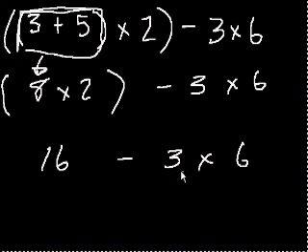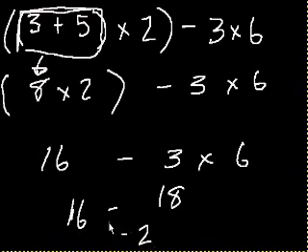So let's do this next. So we have 16 minus 3 times 6. That's 16 minus 18. 16 minus 18 is minus 2. That's how we did it. Now let me ask you a question. I'm going to ask you something that should hopefully be vaguely thought-provoking.